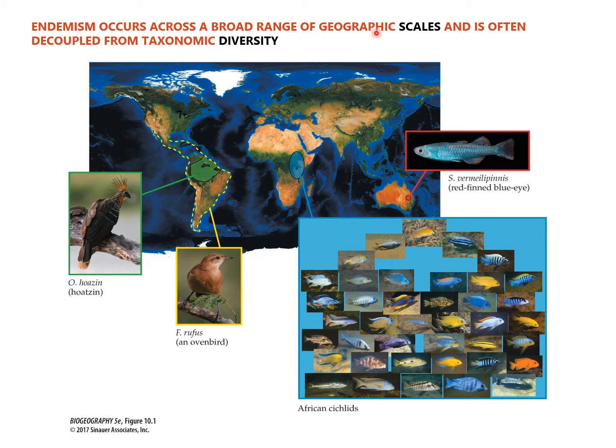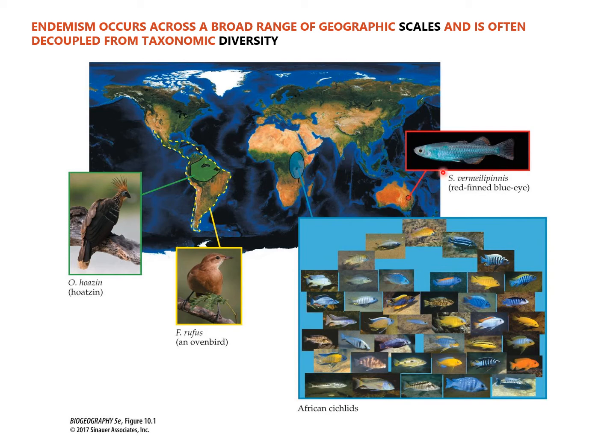So geographic scale is not necessarily going to determine endemism. Similarly, taxonomic diversity is not going to either. So here we have the African cichlids, which are found in the Great Lakes of Africa, and they're renowned for their diversity. There's tons and tons of different types of these, all found in this one or couple of lakes here. And all of them are endemic. You're not looking at a single species, you're looking at tons and tons of different species.